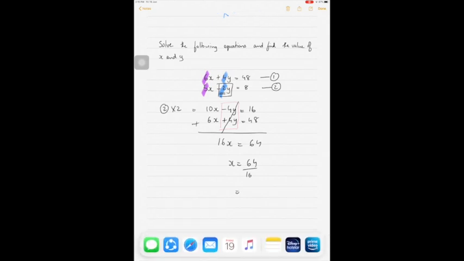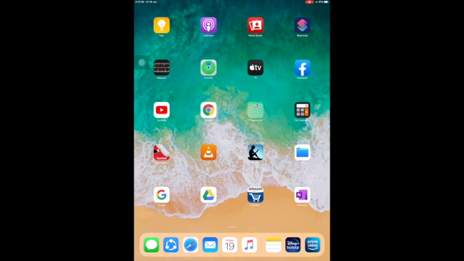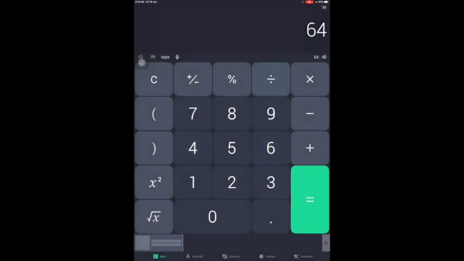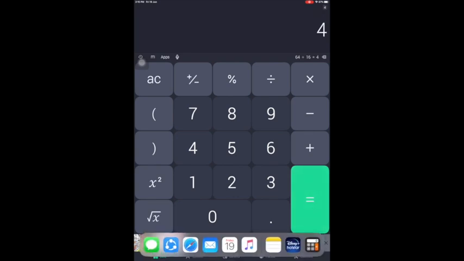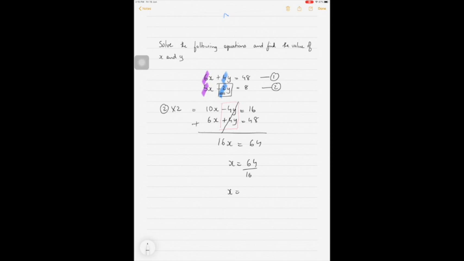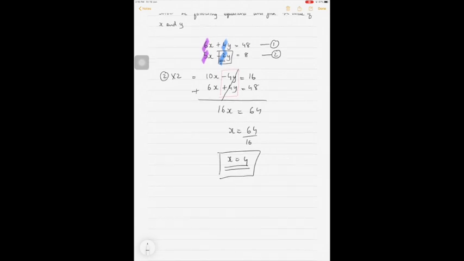Right? So 64 divided by 16 is 4. Okay. So that means x is equal to 4. Once you get the value of any one variable, just substitute that in any equation. Equation 1 or equation 2, in any equation you can substitute, and then you can find the value of y. I'll substitute this x is equal to 4 in equation 2.